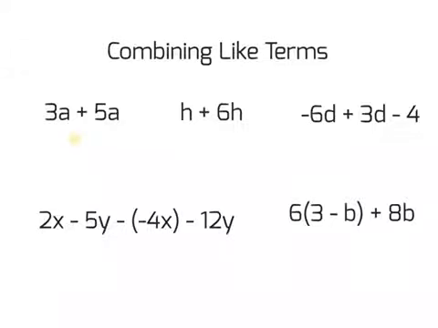And if you notice, that's 3a and 5a. Those are like terms. They have the same variable to the same power. So then all you do is simply put those together. So if you have 3a's and 5a's, you combine it, and then you get a total of 8a.